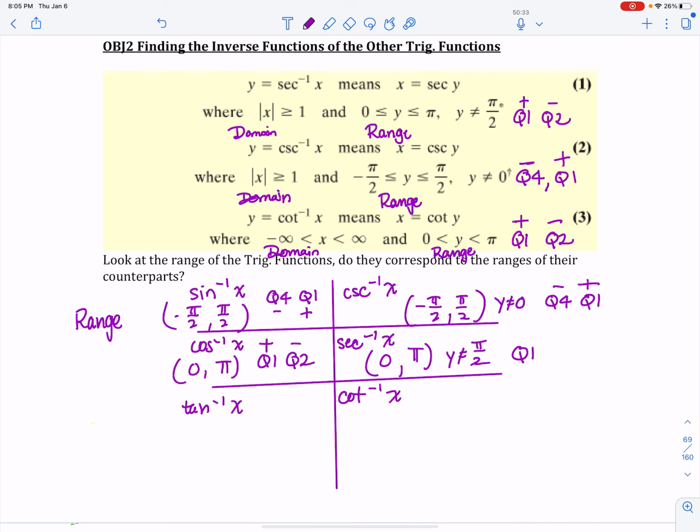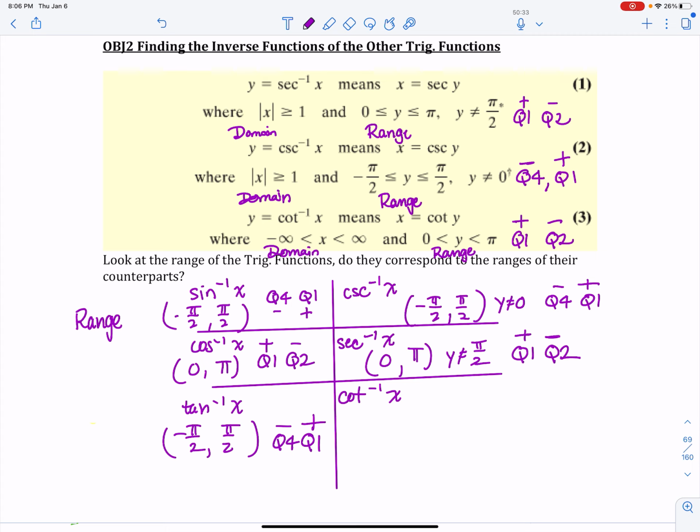So once again, in quadrant 1, you're going to have a positive. If you have a positive value, you end up with an angle in quadrant 1. If you have a negative value, you're going to have an angle in quadrant 2. And tangent, the range for this is from negative pi over 2 to positive pi over 2. That gives me a quadrant 4 and a quadrant 1 angle. So if you have a negative value, you end up in quadrant 4. And if you have a positive value, you're going to have quadrant 1.